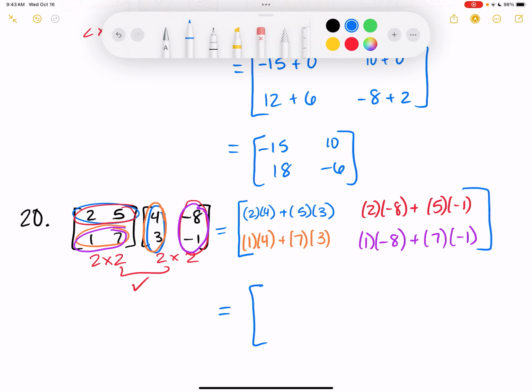All right. If you want, you can just go to an answer. I'm just going to go to an answer instead of the intermediate step on this one. 8 plus 15, 23. Exactly. Negative 16 minus 5, negative 21. 4 plus 21, 25. Negative 8 minus 7, negative 15. That's just writing down the answer. Good job.